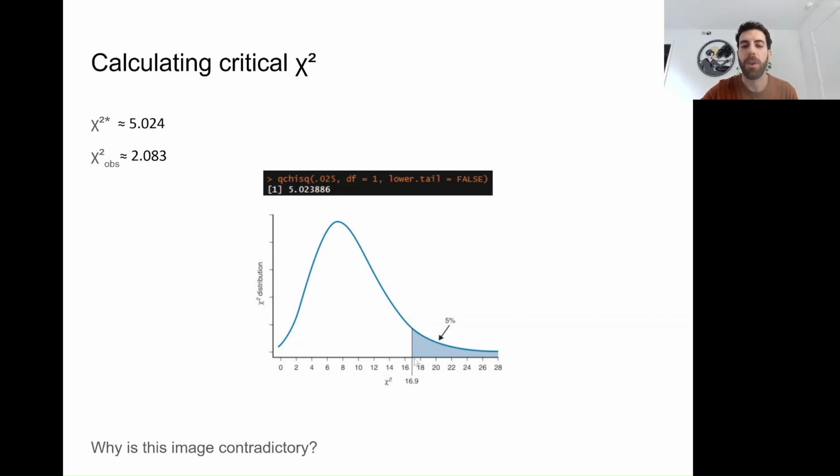Where is 5% or less of the distribution to the right of this chi-squared value? And you can see in this graphic, it's at 16.9. That's actually not correct because you'll remember that the chi-square distribution depends on your degrees of freedom. It varies based on your degrees of freedom. In our example, there was only 1 degree of freedom because we calculated it as the quantity rows minus 1 times the quantity columns minus 1.